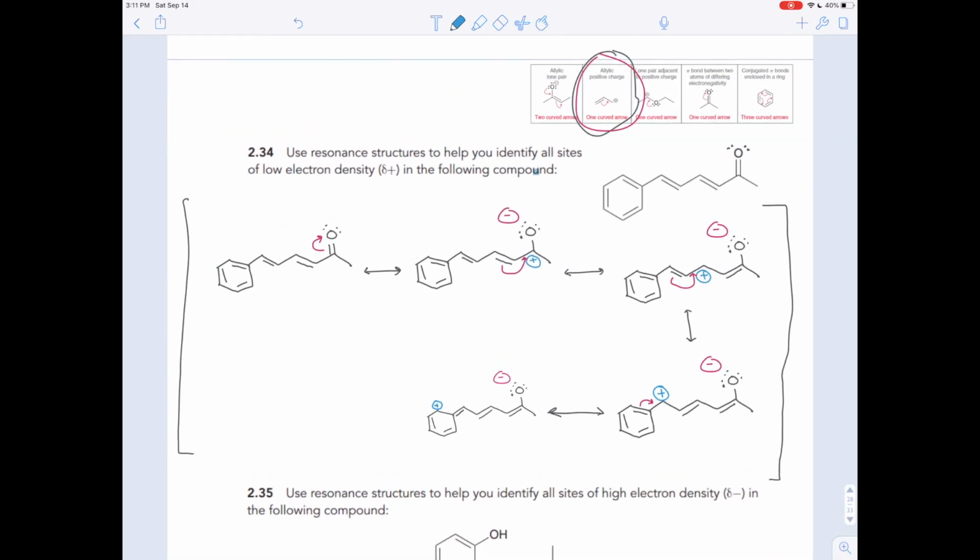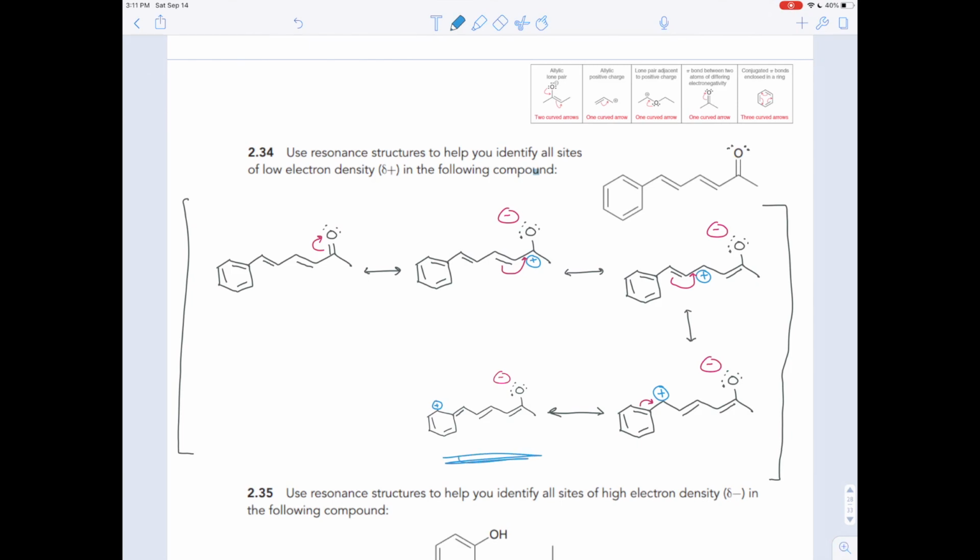Okay, so we're looking at this structure. We saw it has an allylic positive charge. We took that into account. It does not have a lone pair adjacent to a positive charge, and it doesn't have a pi bond between two atoms of differing electronegativity. So we've drawn all the ways that this molecule could move a positive charge.